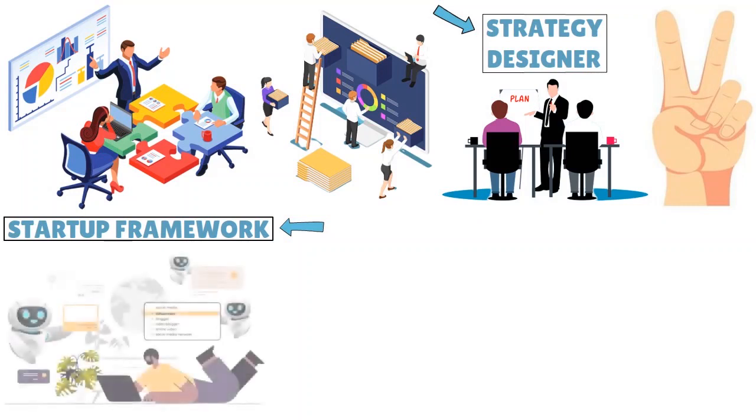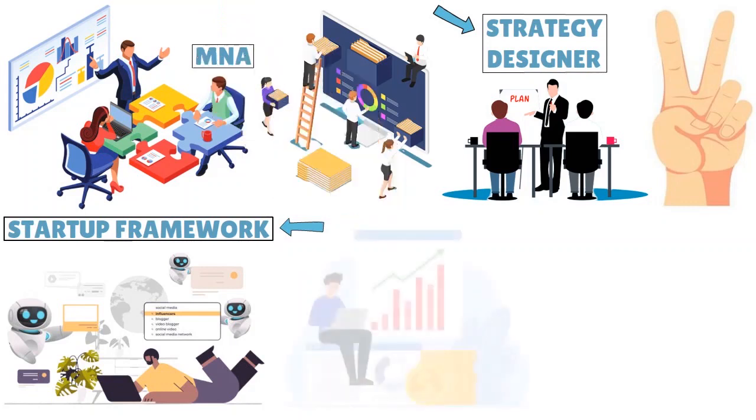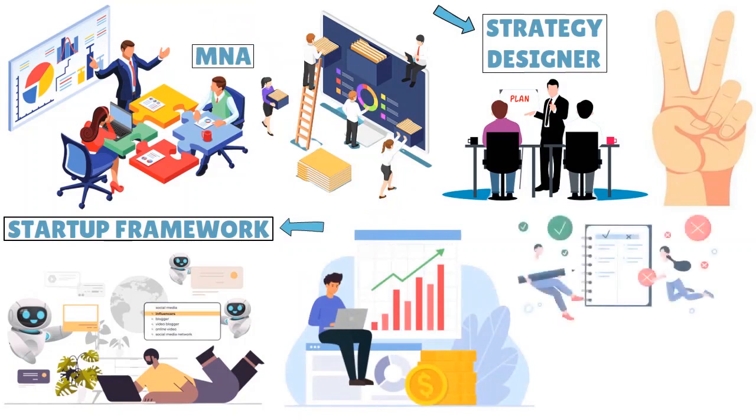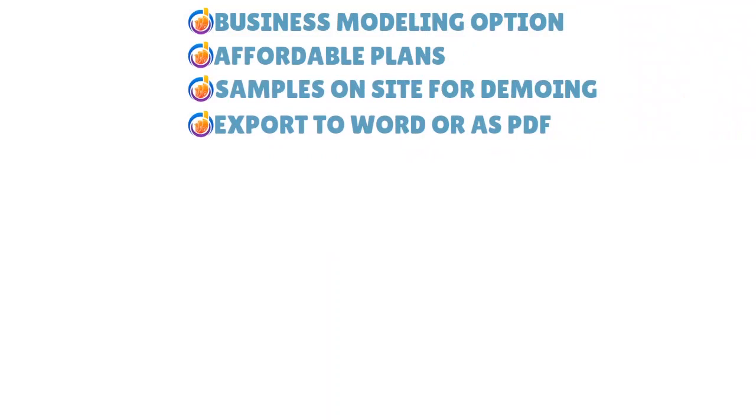So in terms of efficiency and automation, this is really good, especially when you have an M&A coming up and you need to talk to several stakeholders, including investors, regulators, and so on and so forth. So iPlanner is really great for that. So what are the pros and cons of this business plan software tool? Pros: you have business modeling options, affordable plans, a simple site for demoing, and you can export things to Word or to PDF or to Adobe. So this is kind of cool.